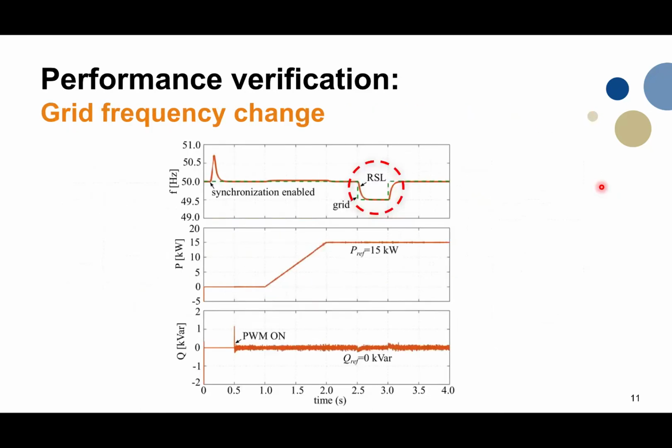And another example is presented for a change of the grid frequency. Here we change the grid frequency by 0.5 hertz. Initially the grid frequency was 50 hertz, but we changed it by 0.5 hertz here. When we change the grid frequency, we see that the robust synchronization loop that we are presenting can track the frequency.